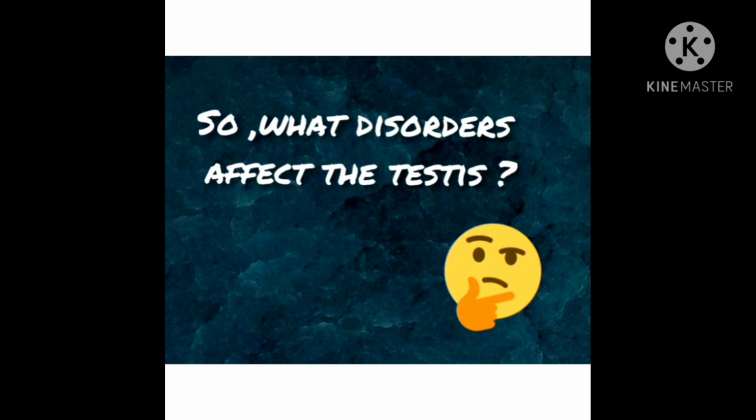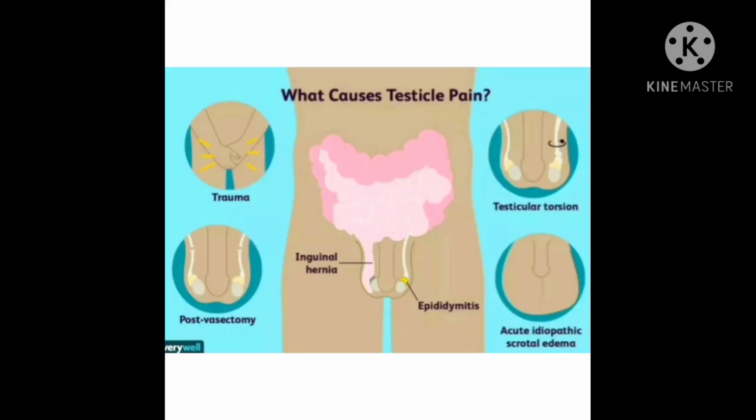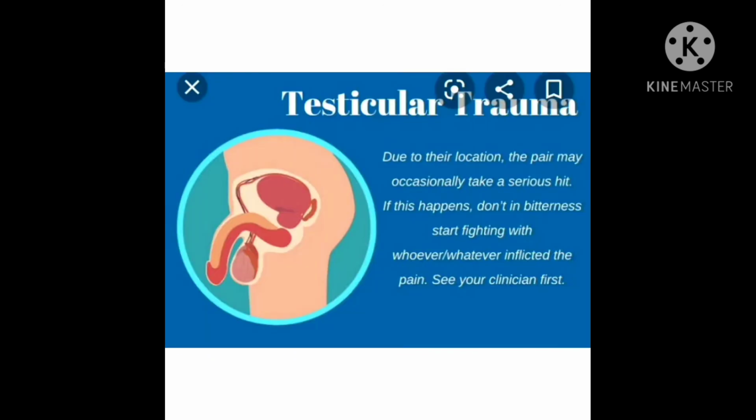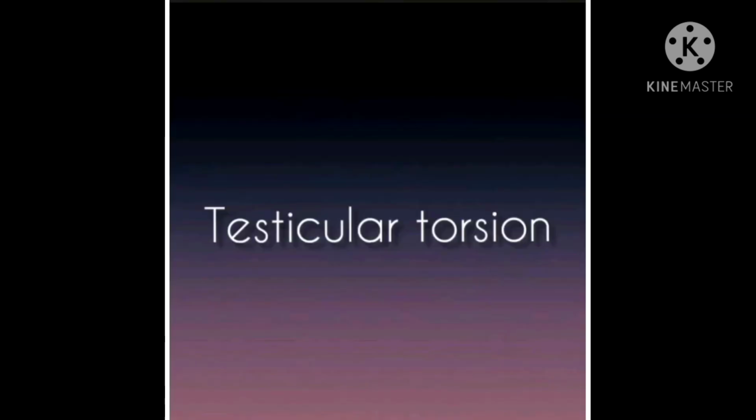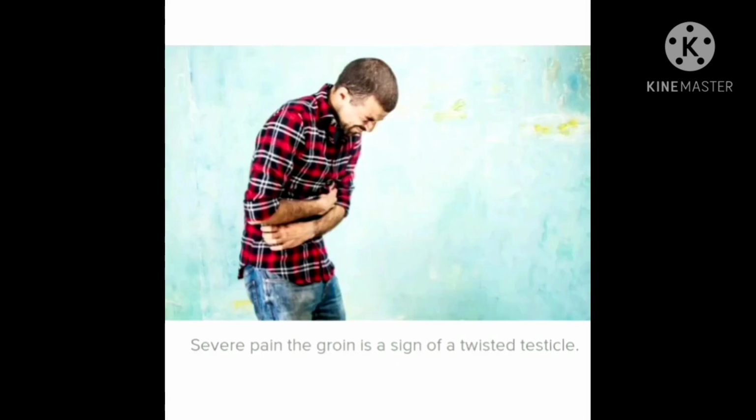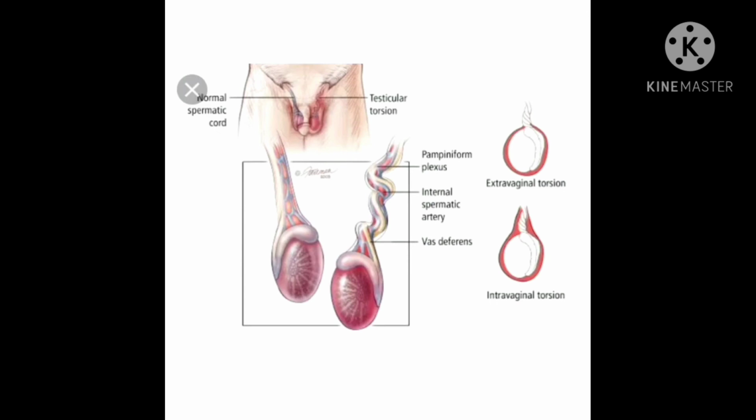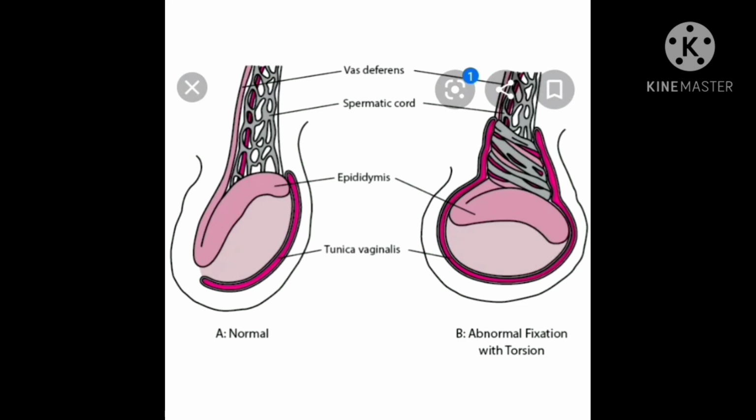So, what disorders affect the testes? Testicular trauma. Because the testicles are located within the scrotum, which hangs outside of the body, they do not have any protection, and this makes it easier for the testicles to be struck or crushed. Testicular torsion. Within the scrotum, the testicles are secured at one end by a structure called the spermatic cord. Sometimes this cord gets twisted, cutting off the testicle's blood supply.